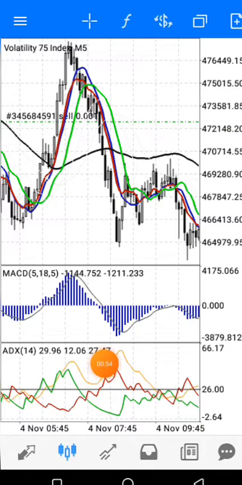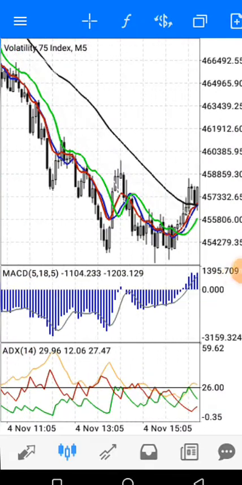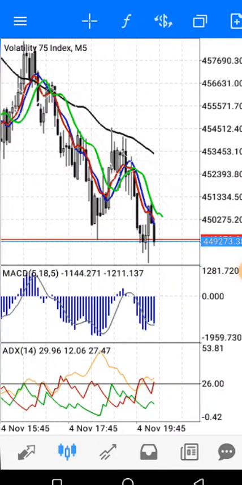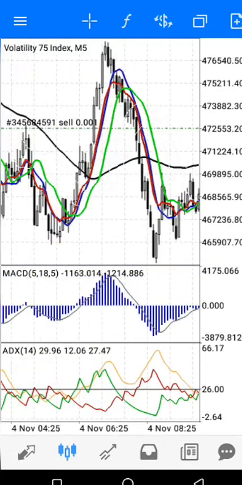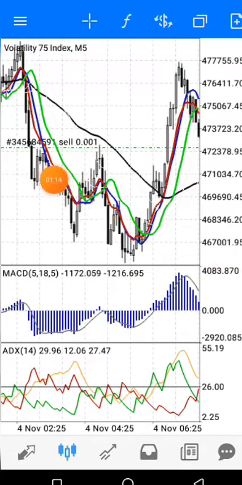Then this yellow ADX line is also above the 26 level, and I ride on until you see the market sold, from yesterday till now. It's still sold, and I took the trade with the lowest lot size, which is 0.001. This is the lowest lot size that I use.